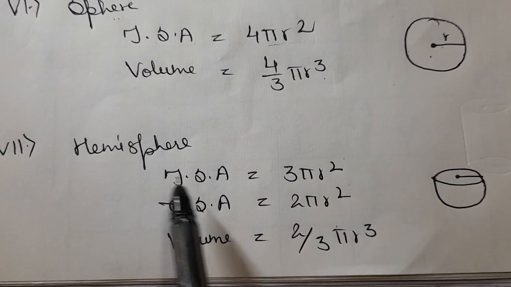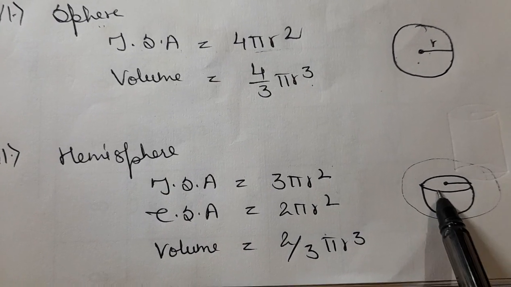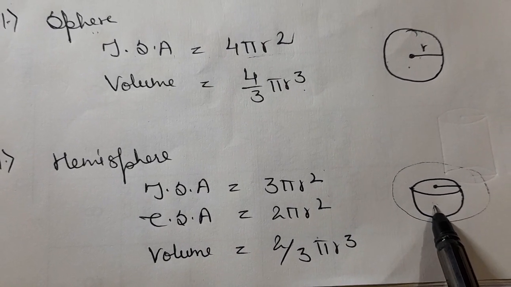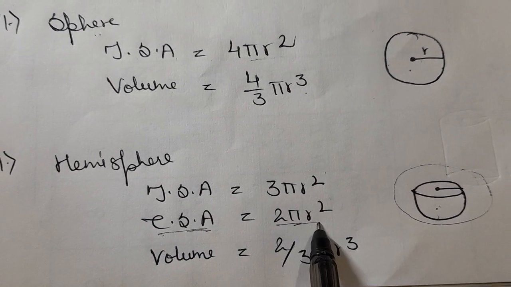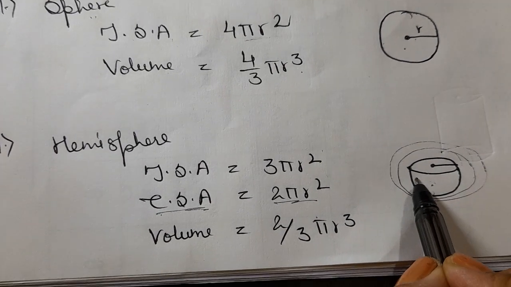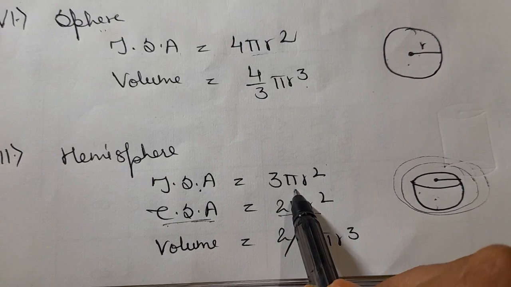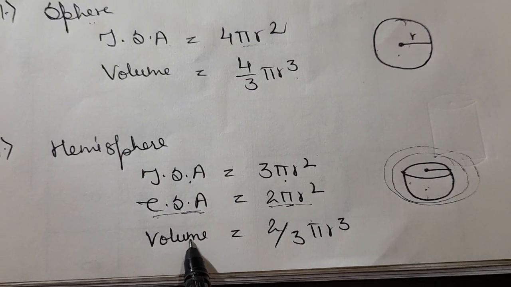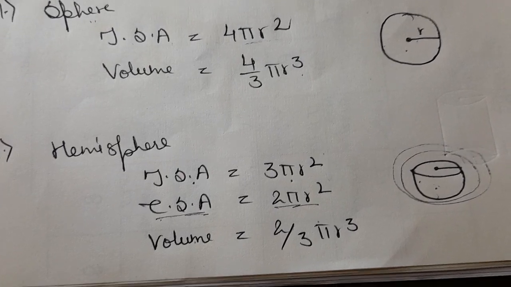The next shape is the hemisphere. If the hemisphere is hollow, it means it is empty, then the curved surface area is equal to 2 pi r square. And if the hemisphere is solid, then we have to find the total surface area, which is equal to 3 pi r square, and the volume is equal to 2 by 3 pi r cube.